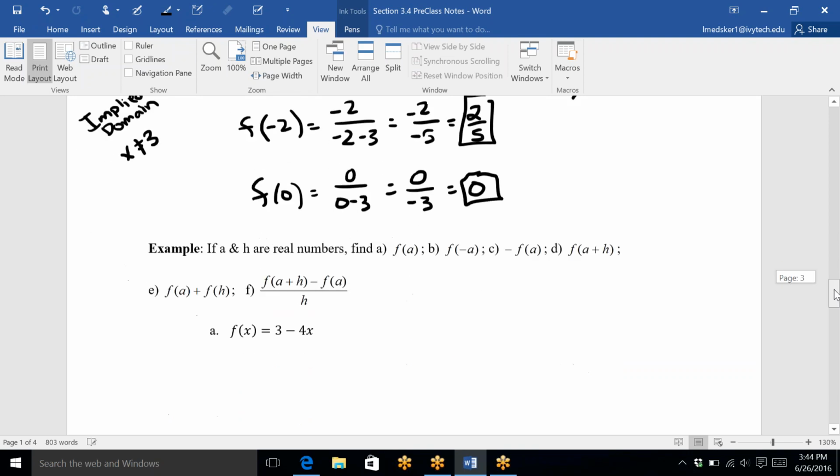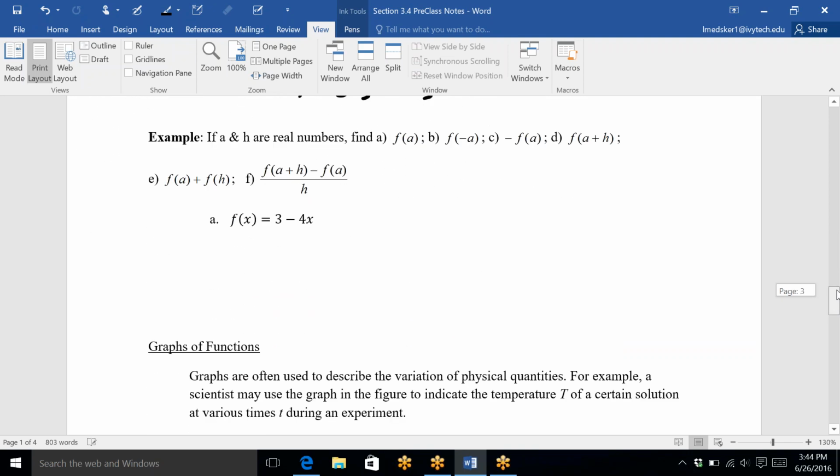Okay, this next piece has us do some different evaluations with variables. Instead of plugging in a number, they're saying plug in a. So for this first part, f of a means just change the x's to a's. That's all you're doing. So 3 minus 4a. The b part says do f of negative a.